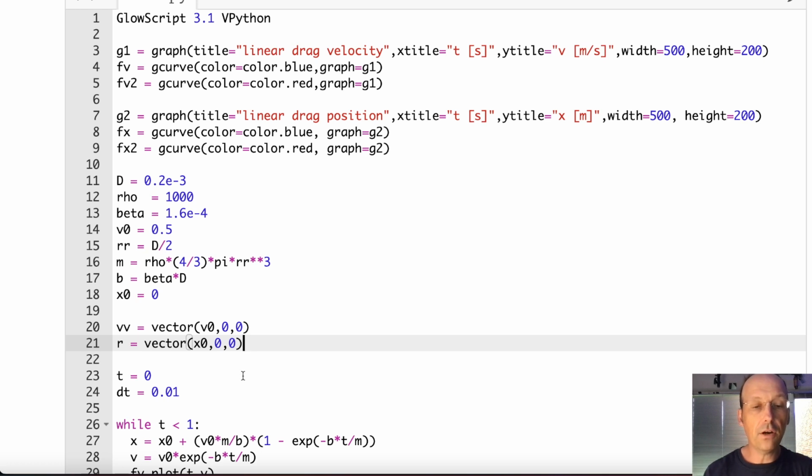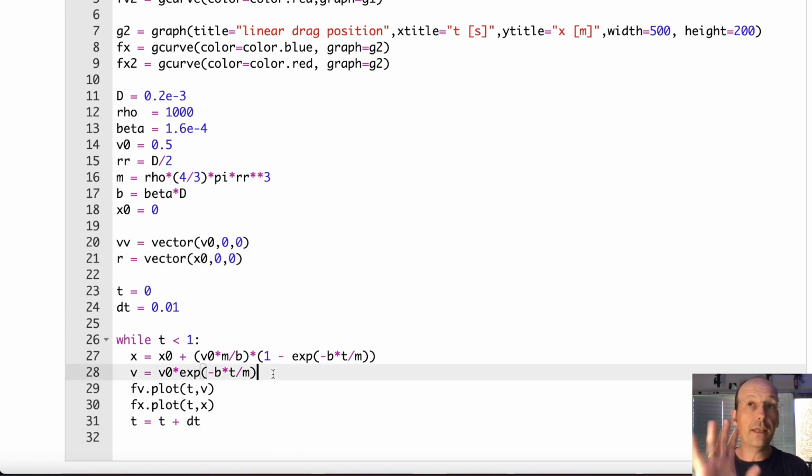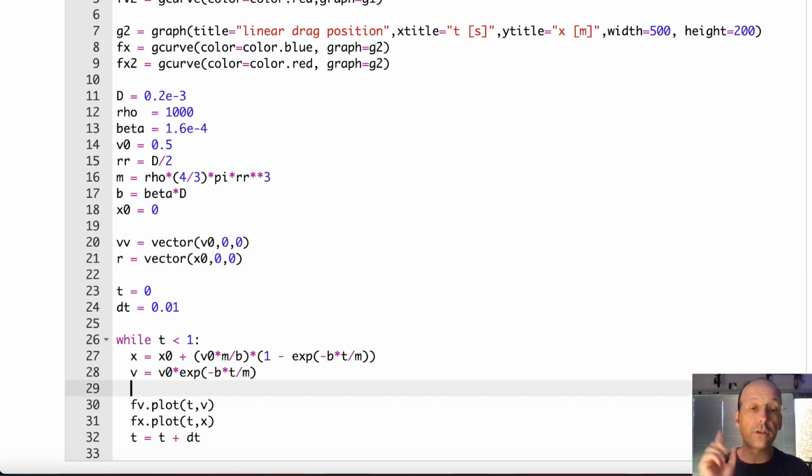So down here, I've already done my theoretical calculation. The first thing I'm going to need to do is to calculate the acceleration. I don't have it up here, so I can do that. a equals negative b times vv over m. I'm using vv because that's my vector velocity, right? I can't use v because that's a scalar value. So that's my acceleration. I calculate that every time I go through this step.